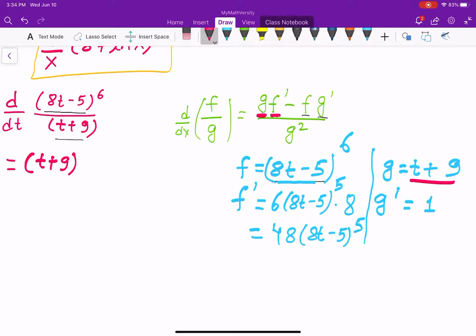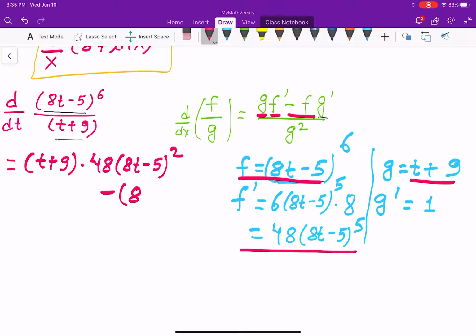So f prime is this one, where we're going to have some mistake, but we found that. So let's write that down, which is 48 times (8t minus 5) squared, right? And on the formula we have negative 5. So let me write down over here, then negative, and then negative f, and f is this one.